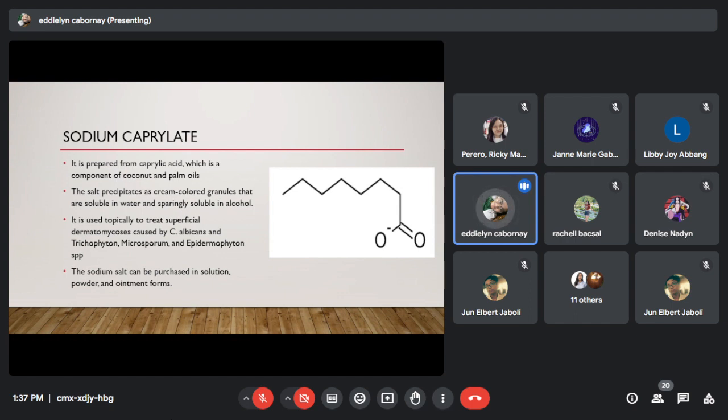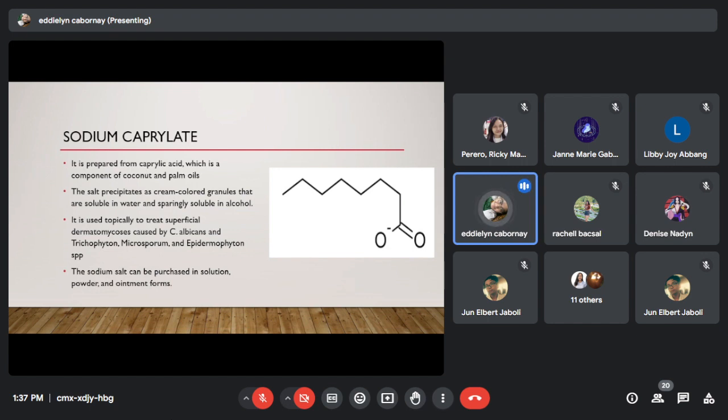Okay, so caprylic acid is obtained through the hydrolysis of these two oils, which are coconut and palm oils, and subsequent neutralization with sodium hydroxide to form sodium caprylate. So caprylic acid is neutralized with sodium hydroxide to form sodium caprylate. Okay, so take note of that.